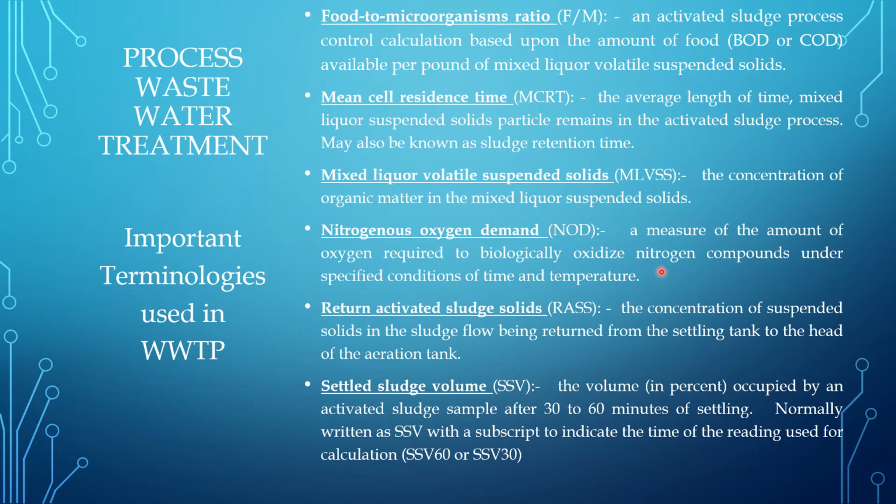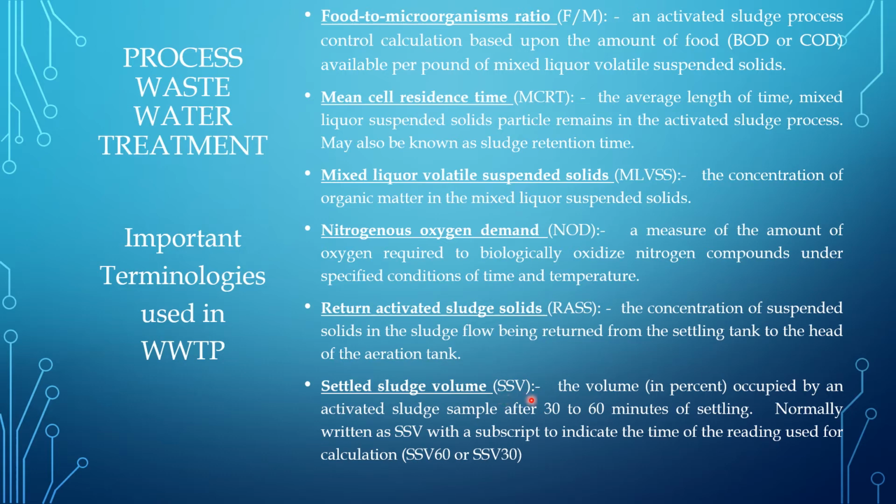And nutrients like nitrogen compounds are used for biological growth. This NOD is required. Return activated sludge solids, RASS: the concentration of suspended solids in the sludge flow being returned from the settling tank to the head of the aeration tank. This is the concentration of suspended solids in the sludge recycled to the aeration tank.